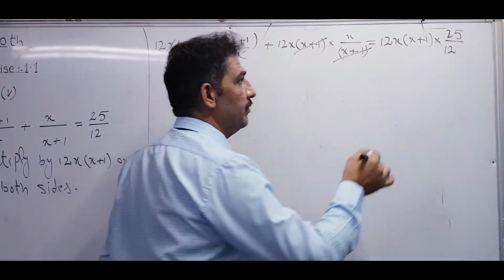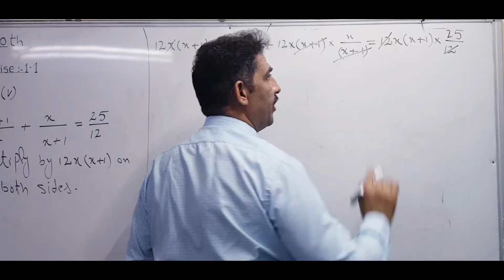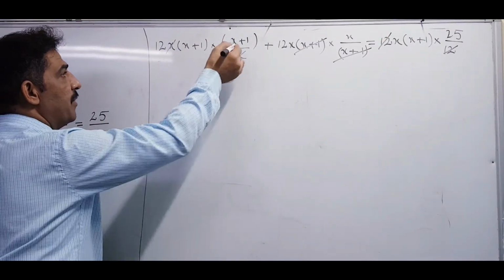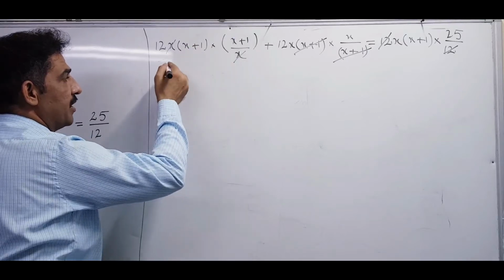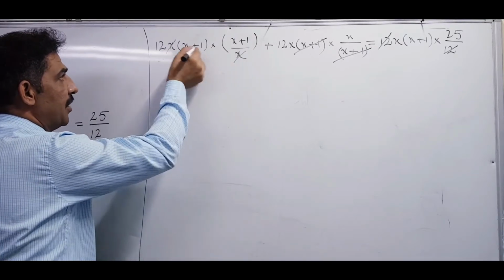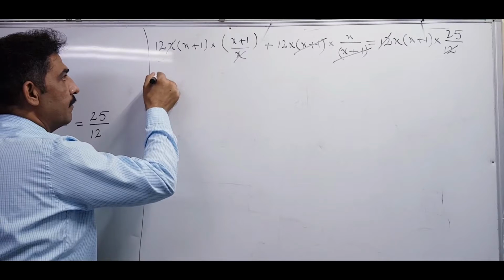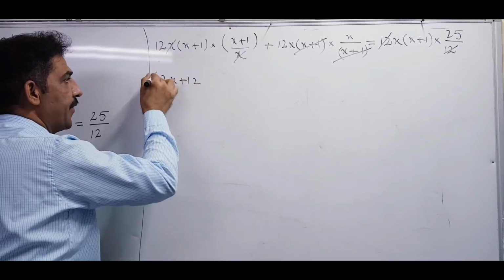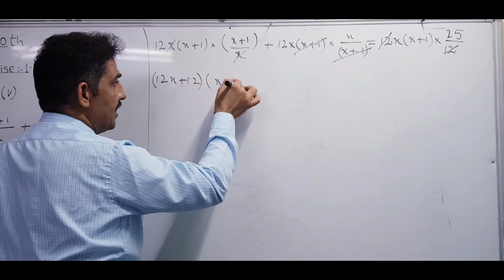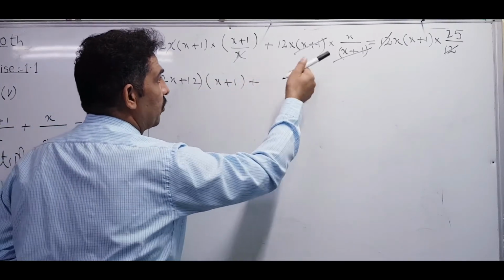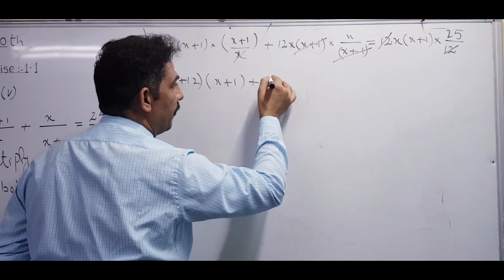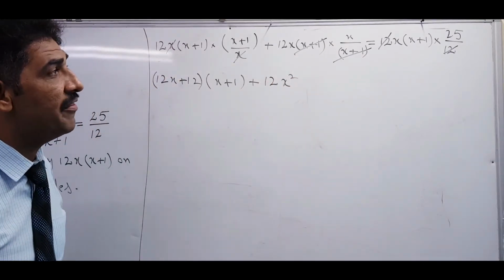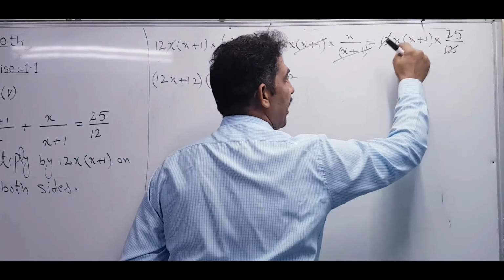Here what is the cancellation? 12 and 12. Correct? What is remaining? Remaining is x plus 1 into x plus 1. 12 is multiplied first by 12, then after that 12x plus 12. I expand this bracket only. Then x plus 1 remains the same. Here 12x multiplied by x, what should become? 12x square. After that 25x is multiplied, because this is 25 into x.